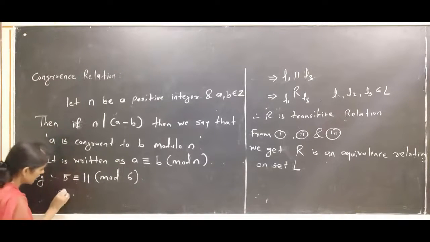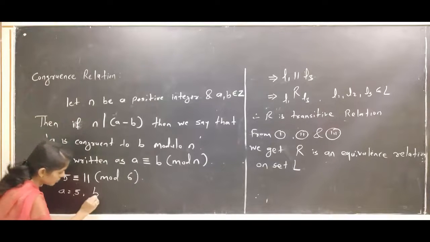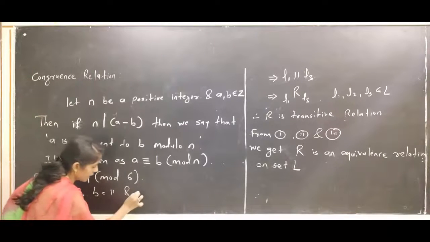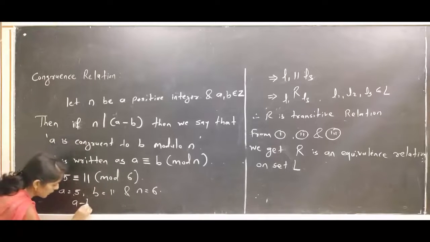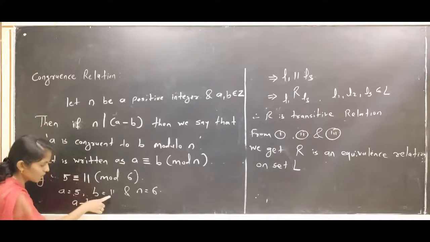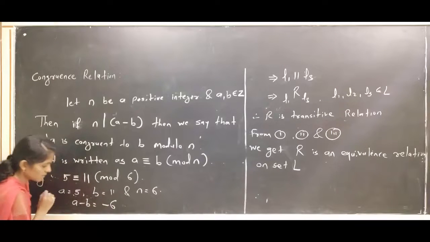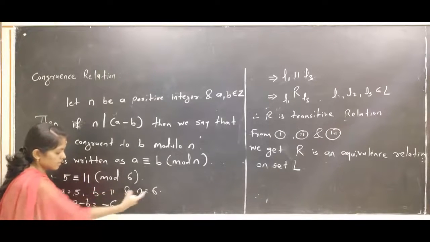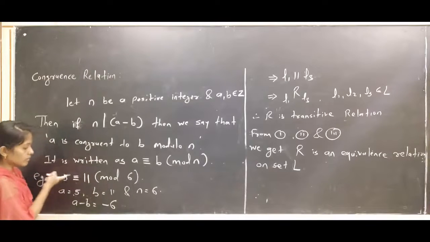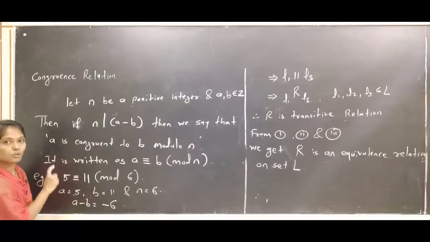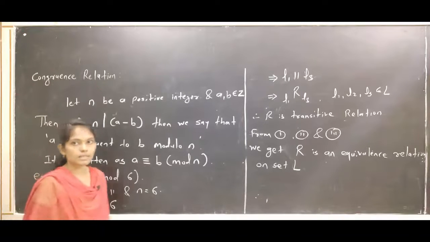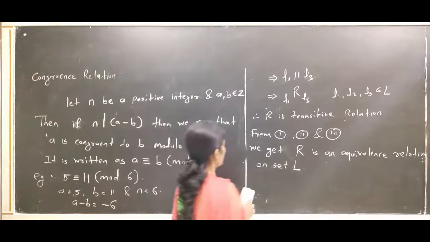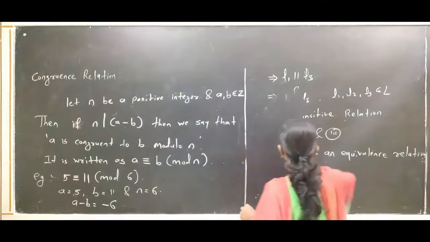So here A is equal to 5, B is equal to 11 and N is equal to 6. So here A minus B is equal to 5 minus 11, we get minus 6. And here 6 divides minus 6. So this is the congruence relation. So 5 congruent to 11 modulo 6 is a congruence relation. Now we see the next example.